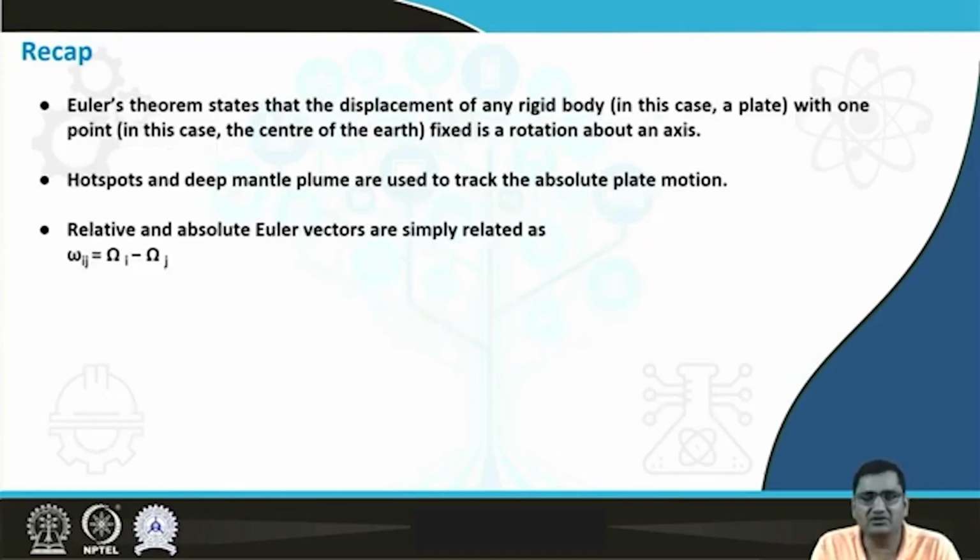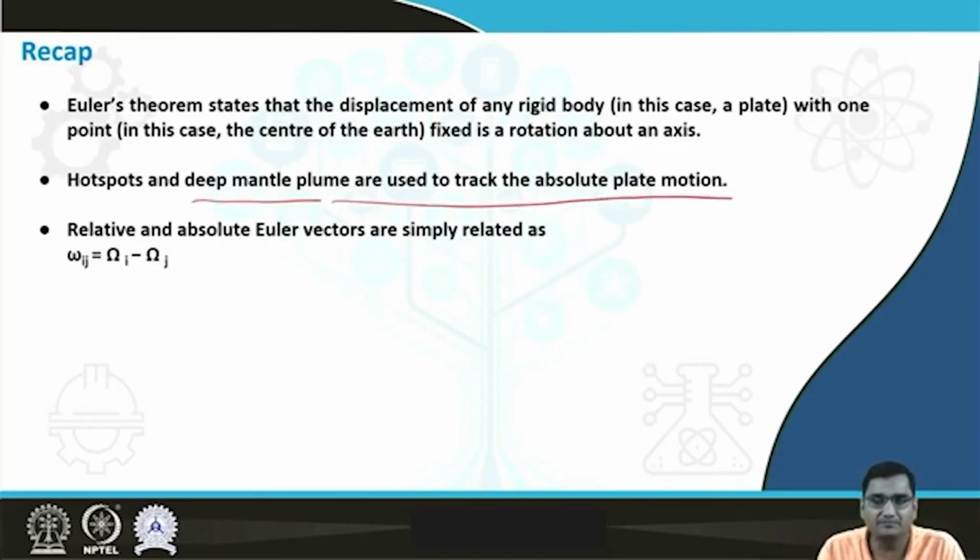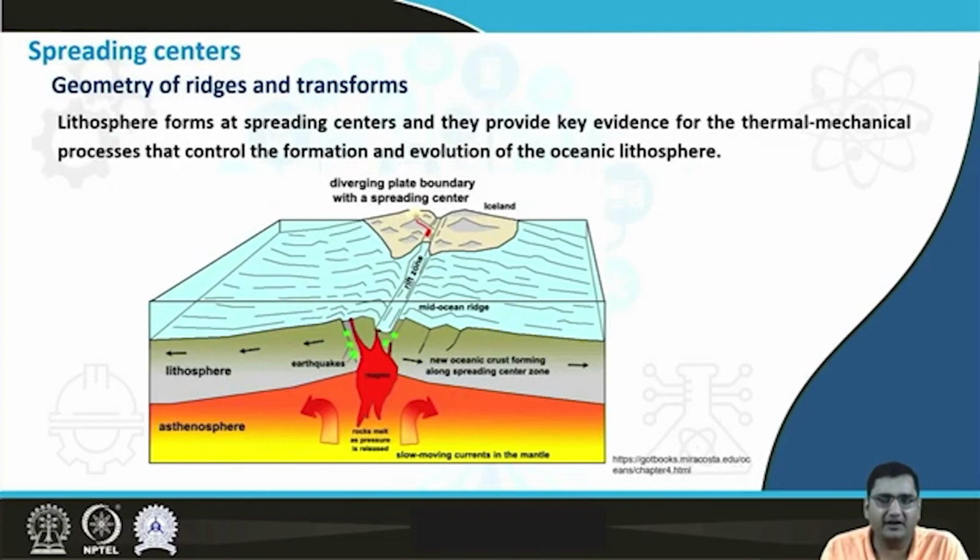Then we learnt about Euler's theorem, which states that the displacement of any rigid body, which is a plate in this case, with one point relative to the center of the earth fixed, is a rotation about an axis. Hot spots and deep mantle plumes are used to track the absolute plate motion. The relative and absolute Euler vectors are simply related as omega sub ij is equal to omega i minus omega j. Now let's start with the lecture today.